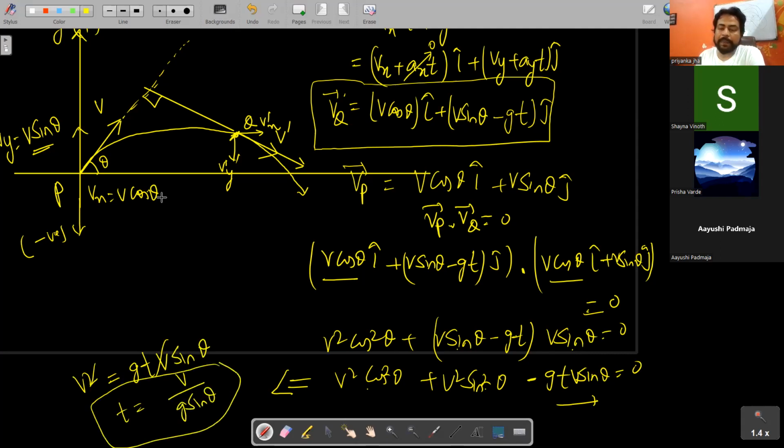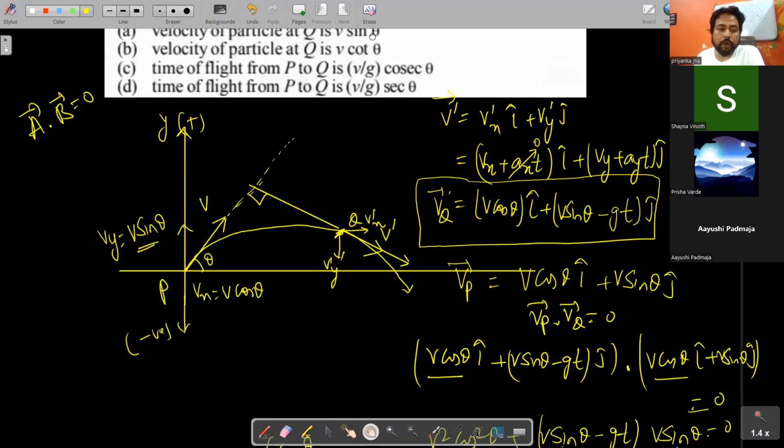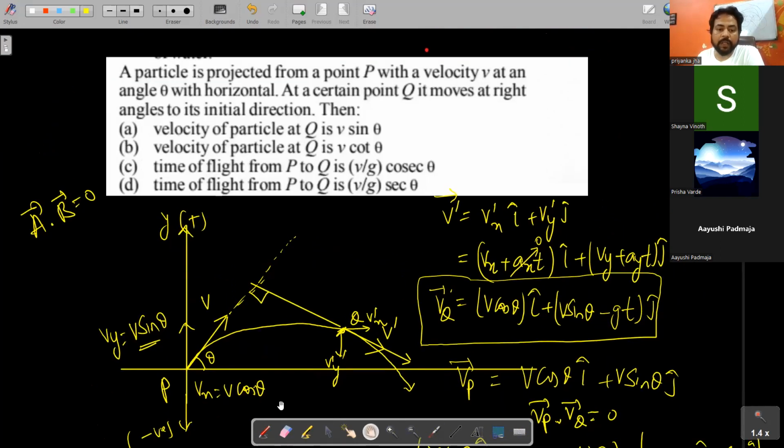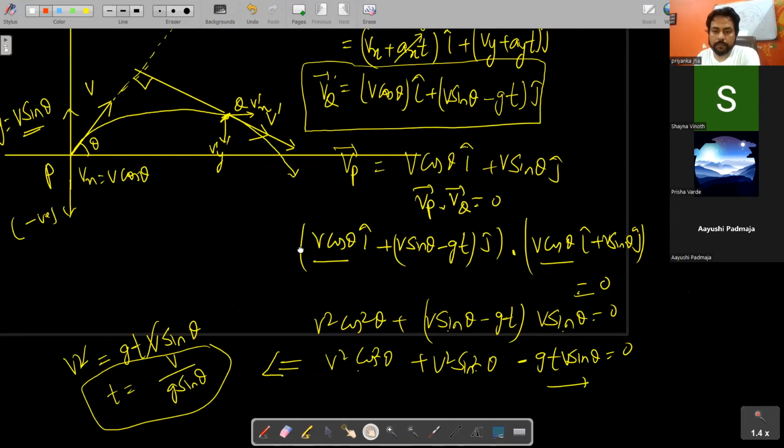So after projection, it will take this much time when the velocity of this particle will be perpendicular to the initial direction. You can match one of your options: V by g sin theta is V by g cosec theta. So C is the correct answer. Now you have to find the velocity at point Q, so you have to put this time. Can you scroll down a little bit once? I want to see the last step.